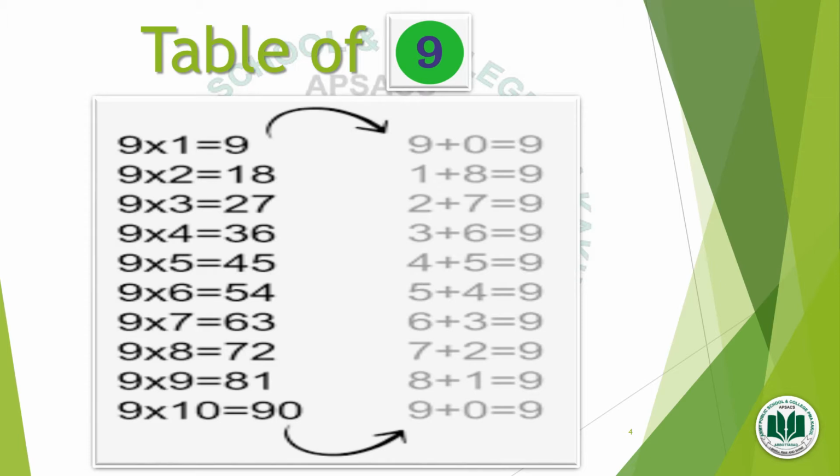9 5s are 45. 4 plus 5 is 9. 9 6s are 54. 5 plus 4 is 9. And so on up to the end. And in this way, we build up the whole table of 9.